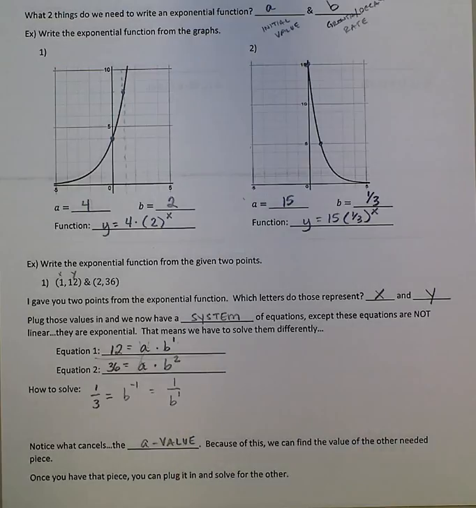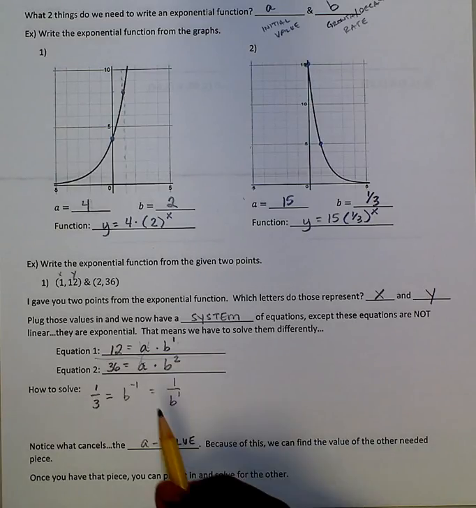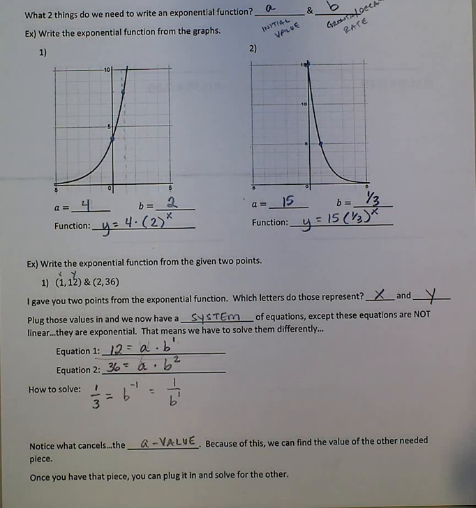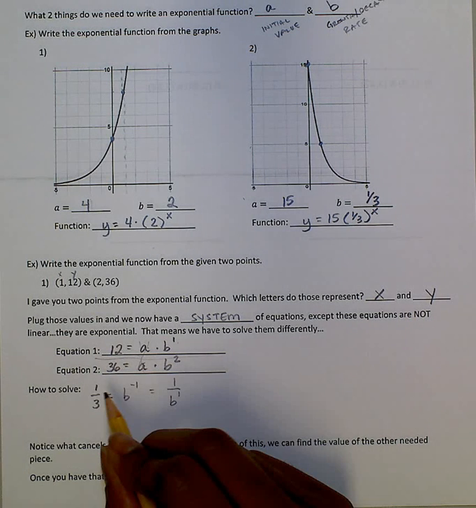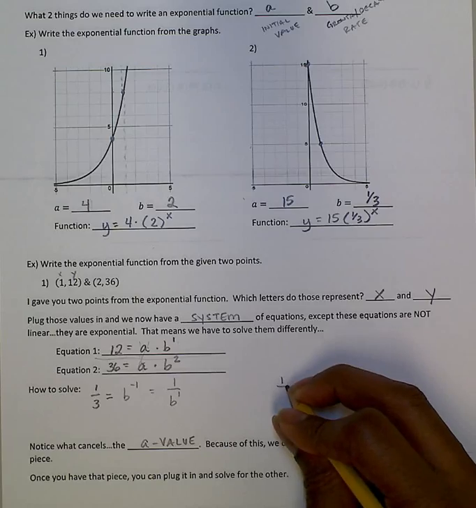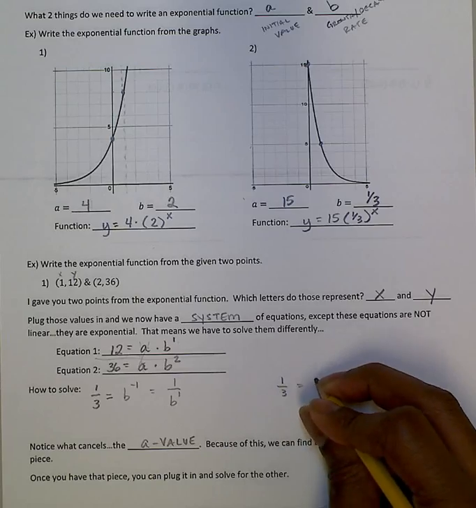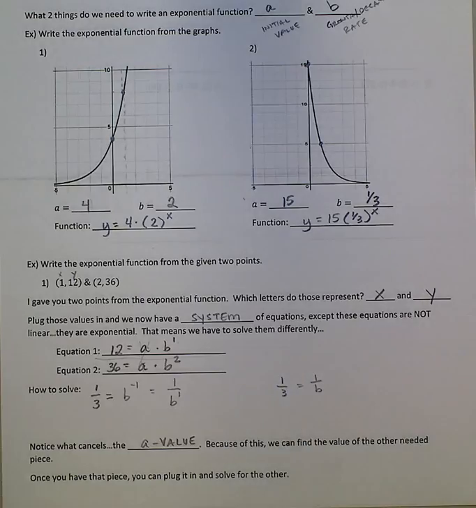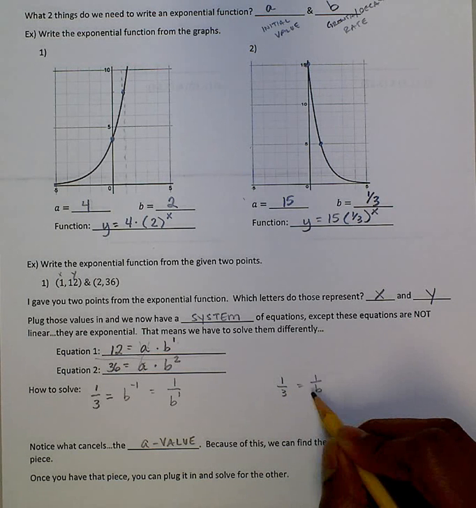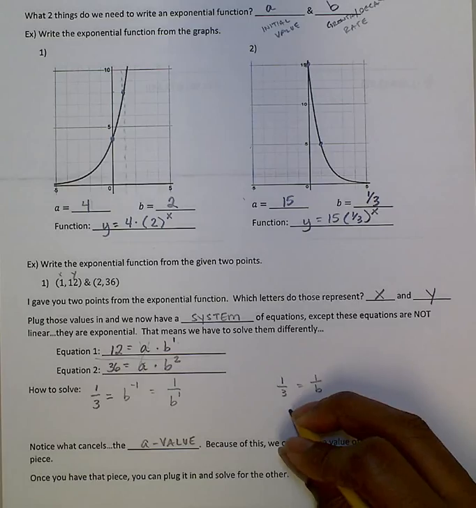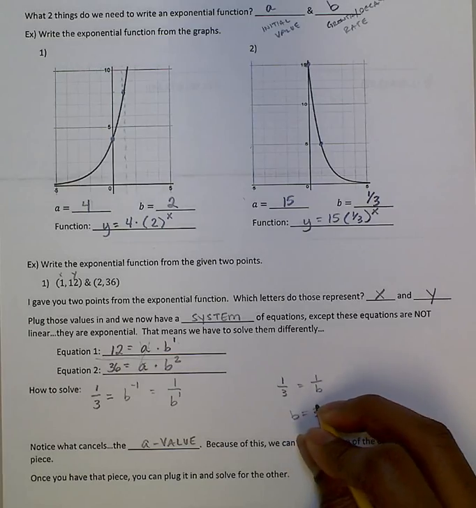Because of this, we can find the value of the other needed piece, our growth factor. And now once we have that, we can plug it in and solve for the other one. And so, as you see, we have 1 over 3 equals 1 over b. And so you should be able to see pretty easily, if not you can cross multiply, that b is 3.